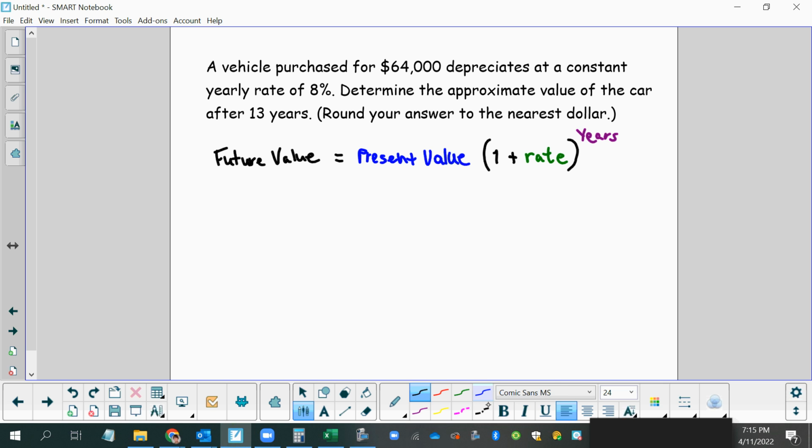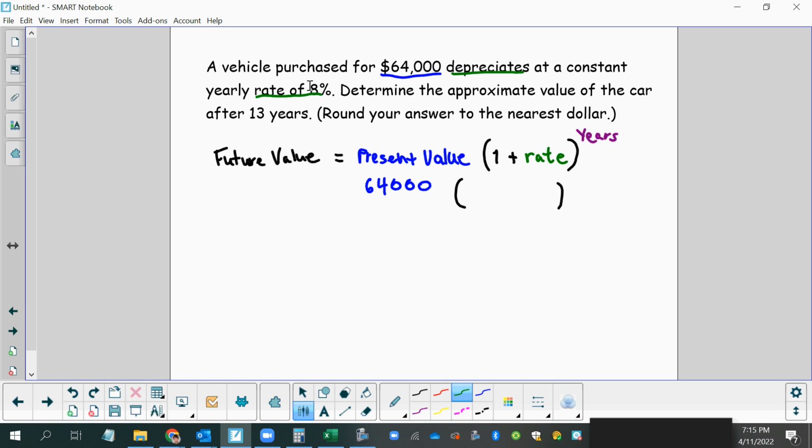All right, so let's just identify each of these values. So the present value here in blue is $64,000. And then the rate is 8%. And as I said, because it's depreciation, the rate of 8% will be a negative. So then this works out to be 1 minus the rate of 0.08. So you could look at it as a plus and then a minus, a negative rate. And then your years here is the 13 years.